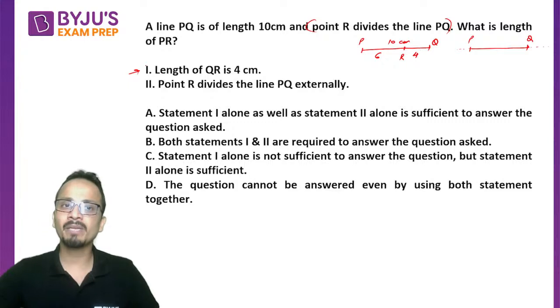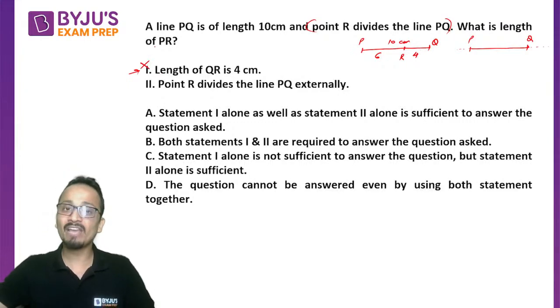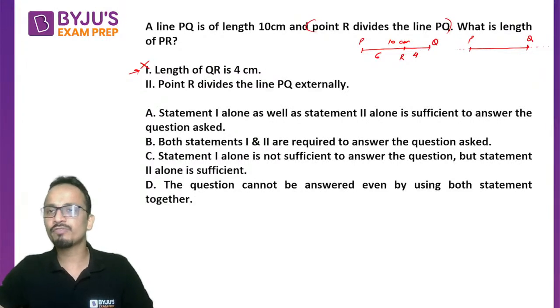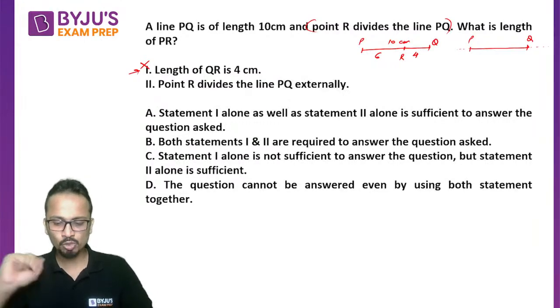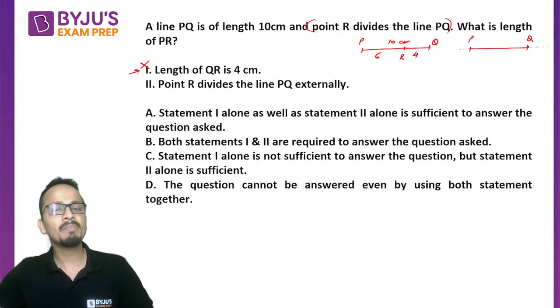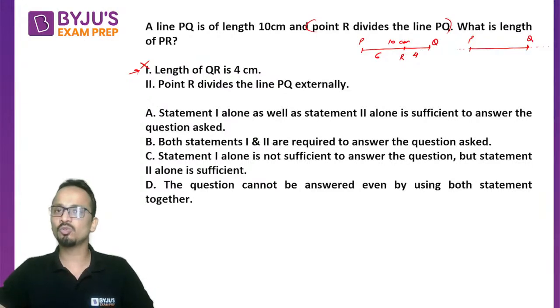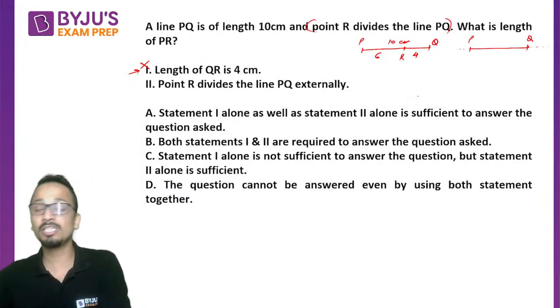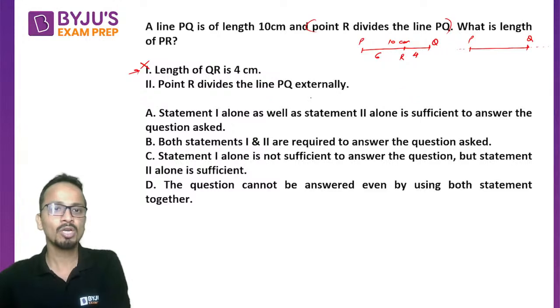So using statement number 1, we are not certain. Why are we not certain? Because we don't know in which direction of Q this point R is lying. Point R may be dividing this line internally, and point R may be dividing this line externally.